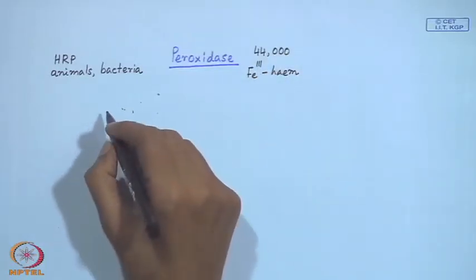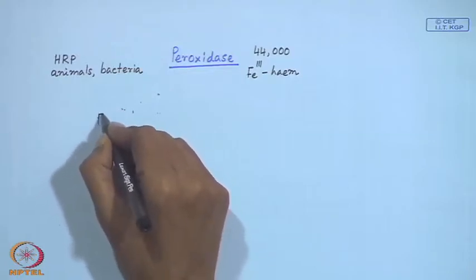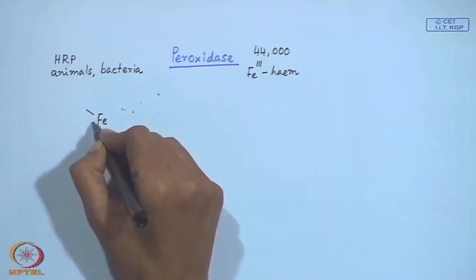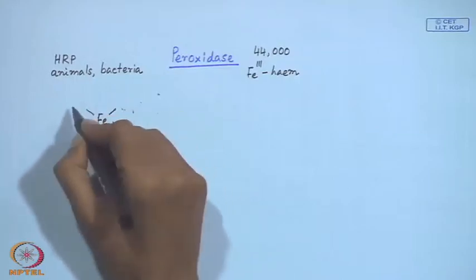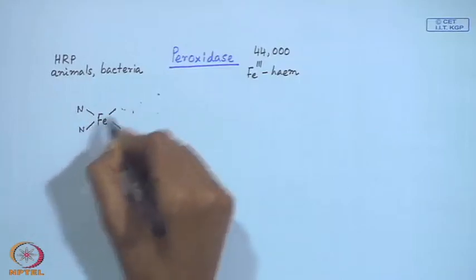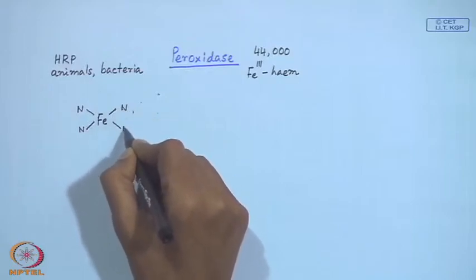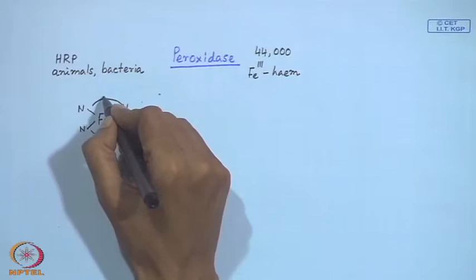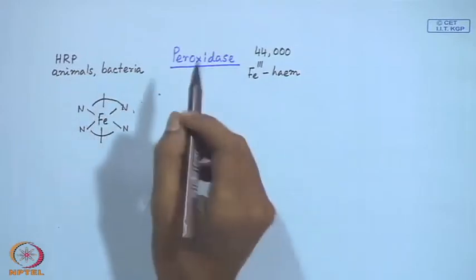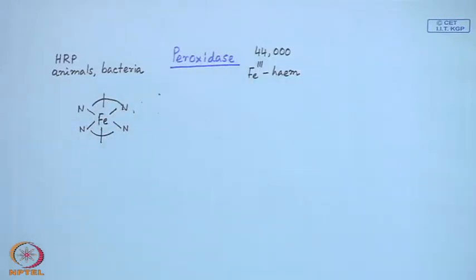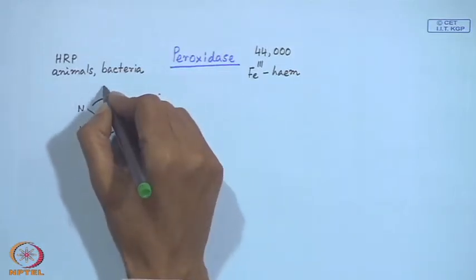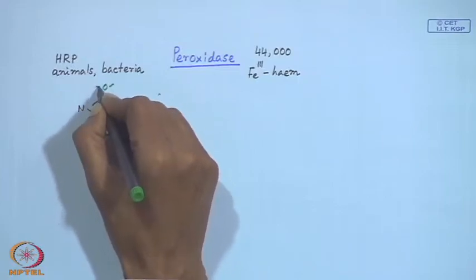So, here also we have an iron site which is bound to 4 nitrogen atoms of the porphyrin ring, and in case of catalase, as we have seen, this particular position can be occupied by some water molecules also.